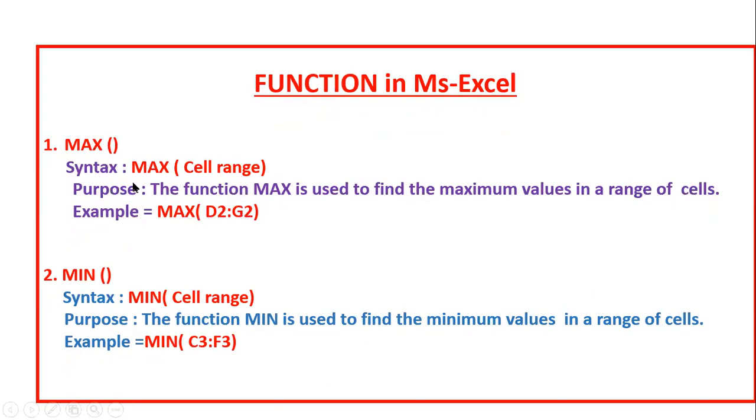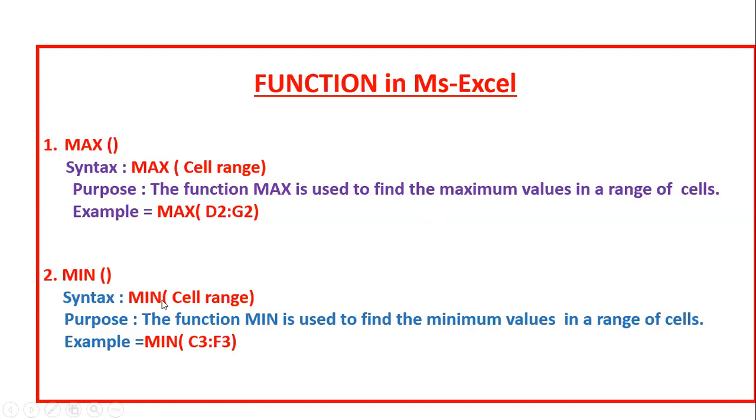So once again, the syntax is max and cell range. The purpose is to find the maximum values, and the example is equal to max D2 colon G2. It will not always be D2 and G2. According to the data, you have to use the cell addresses here. So this is the example of max: equal to max, bracket, D2 colon G2, bracket close. What is the purpose of the max function? It is used to find the maximum values.